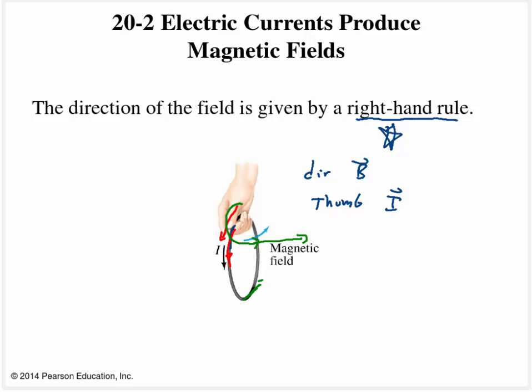You can convince yourself that at the bottom of the loop, the current's pointing in that direction. You have to wrap your hand around at some weird angle. You can see that the magnetic field is going to be in this direction right here.